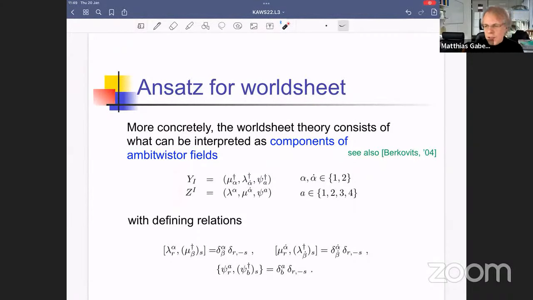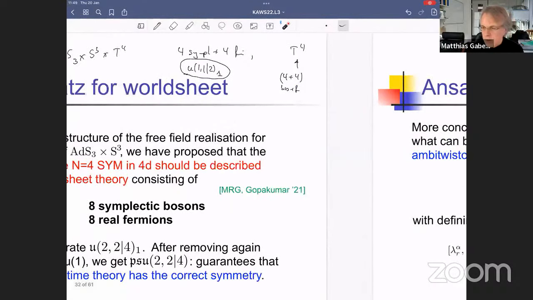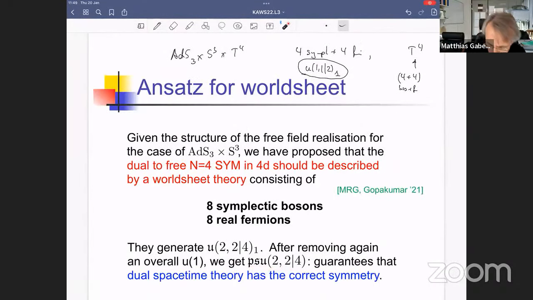Now here, I should be clear right from the start. In AdS3 cross S3, we got motivated by the geometry of AdS3 cross S3. We go to this tensionless limit, then there's this free field realization, which has this symplectic boson and fermionic description. And now we just generalize this free field realization. We have no idea how this is directly related to AdS5 cross S5. It's just the natural generalization of the AdS3 cross S3 worldsheet theory with the right symmetry. So that's our working hypothesis.